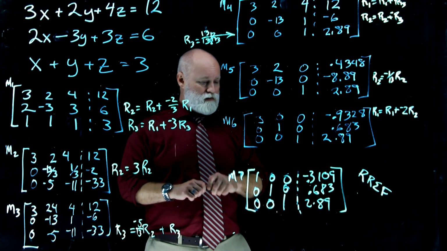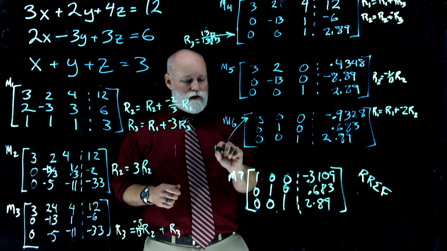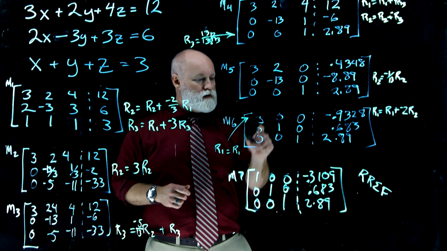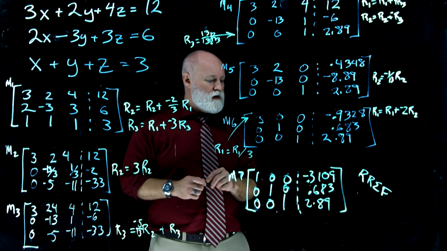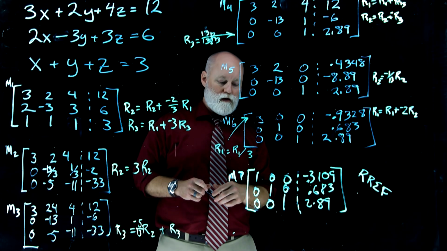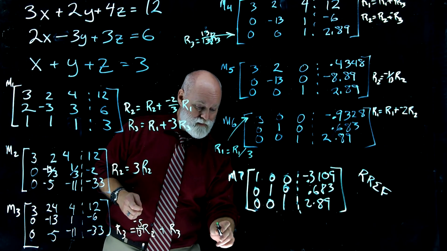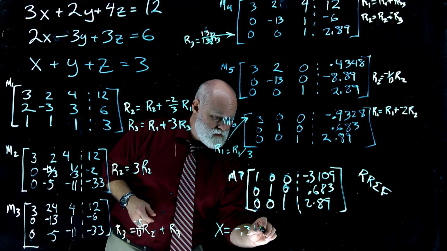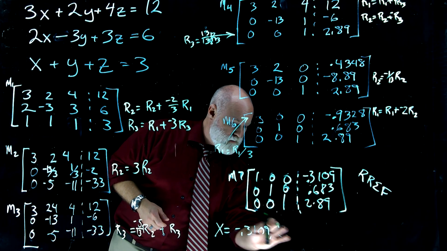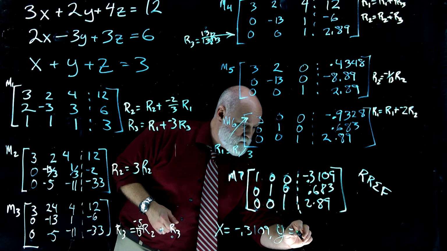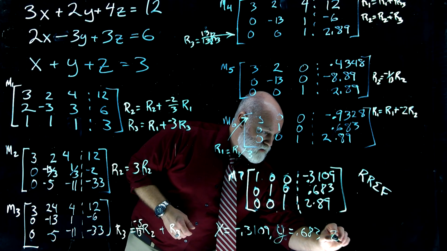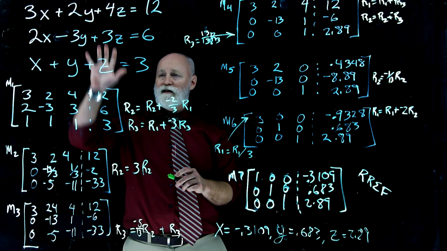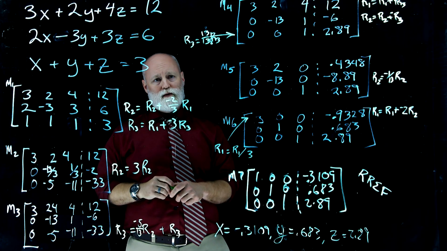So at this point, the only thing left to do is this first row. In row 1 there needs to be row 1 divided by 3. And when I do that, I end up with my final value. The only thing left to do here is to point out that x is negative 0.3109, y is 0.683, and z is 2.89. And there I have solved this system of equations using row-reduced echelon form.